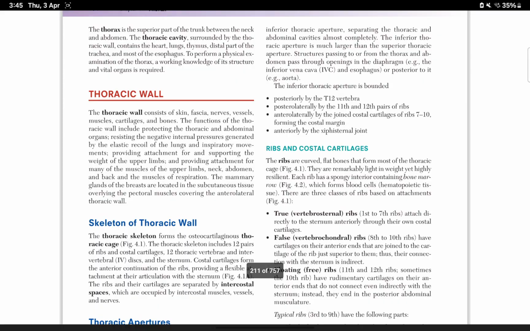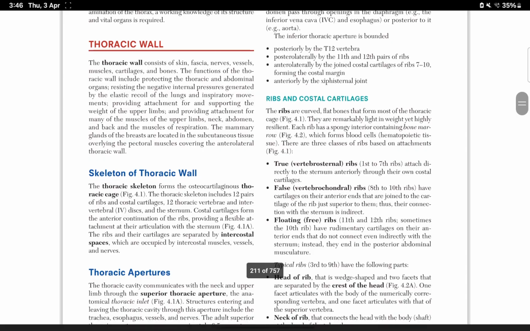The thorax is the superior part of the trunk between the neck and abdomen. The thoracic cavity is surrounded by the thoracic wall, containing the heart, thymus, distal part of the trachea, and most of the esophagus. To perform a physical examination of the thorax, working knowledge of its structure and vital organs is required. So it's not important yet, I'm just giving the intro. So start with the thoracic wall.